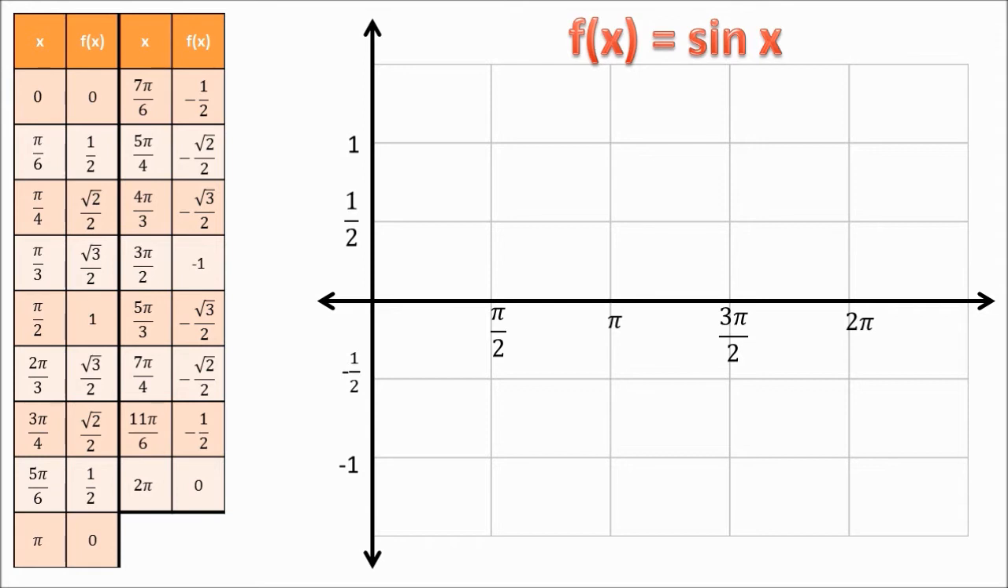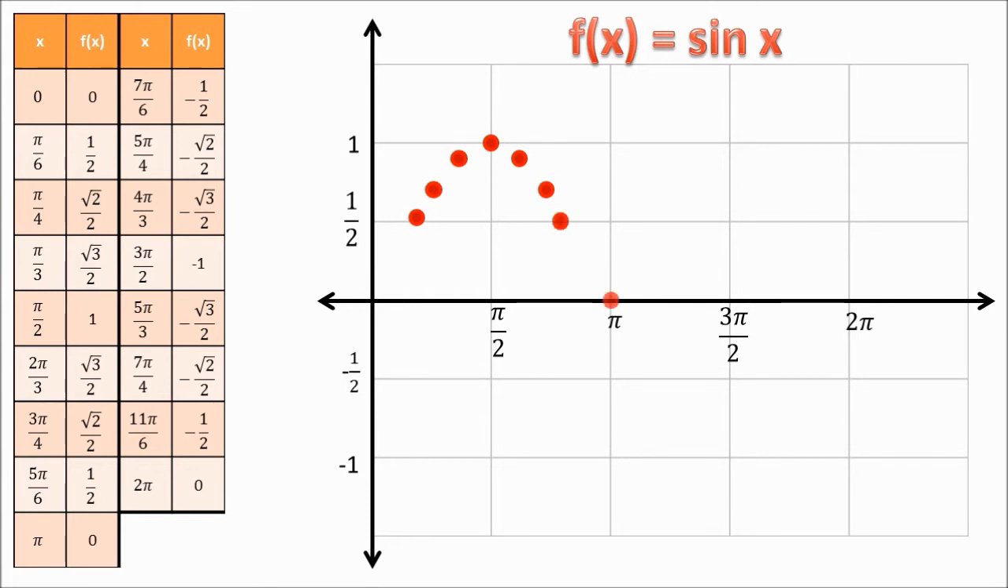So first is 0, 0. Then is pi over 6 and 1/2, which is about right there. Pi over 4 and root 2 over 2. Root 2 over 2 is about 0.7. Okay, then I have pi over 3 and root 3 over 2, which is about 0.8. Well, it's 0.86, so it's 0.9. So it's up there. And then I have pi over 2, 1. Okay, then 2 pi over 3 and root 3 over 2. 3 pi over 4 and root 2 over 2. 5 pi over 6 and 1/2.